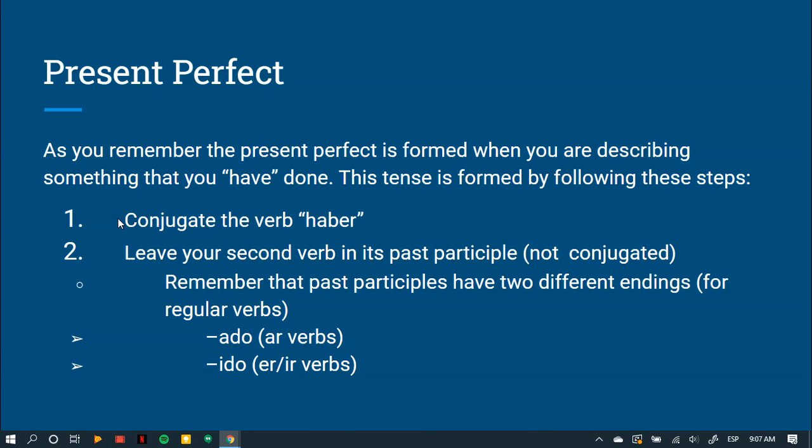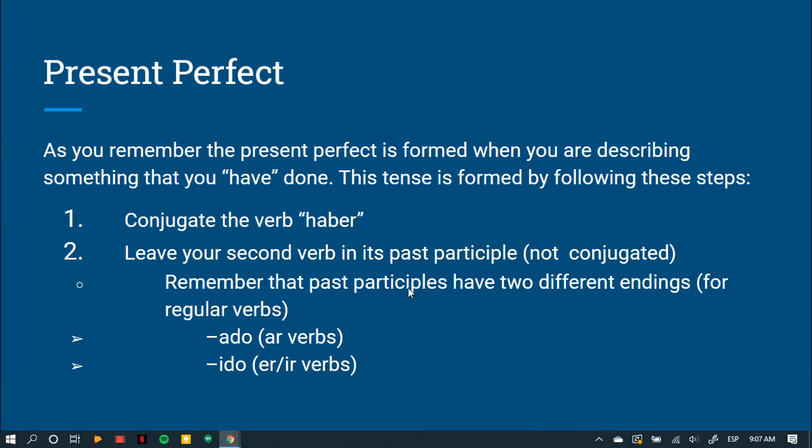This tense is formed by the following steps. First of all, conjugate your verb haber. We're going to conjugate haber in the present tense because it is the present perfect. However, we're going to also put the second verb in the past participle. So this tense, present perfect, actually tells you something that you've done in the past. It just uses the present tense to do it. So the verb haber is in the present tense, and your second verb, which is not conjugated, is still sort of changed, and we put it in the past participle.